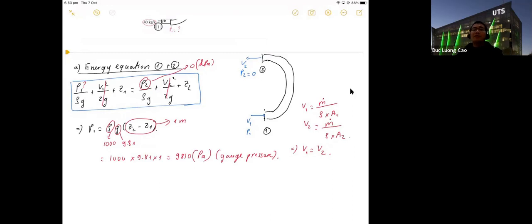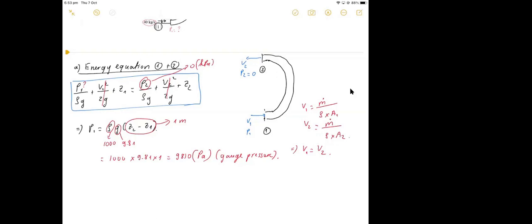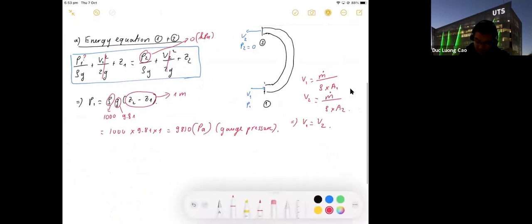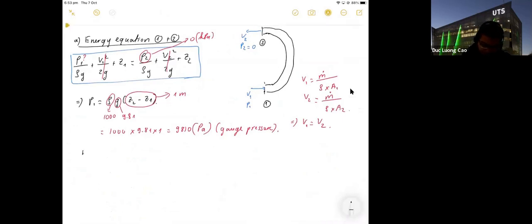So pressure you can find from the energy equation. Got it? The energy equation we studied last week. Do you have any questions? No? Okay. So question A, that's easy. Question B, you find the force needed to hold the elbow in place. Okay, question B, I try it again.